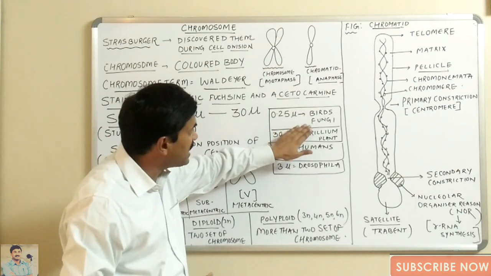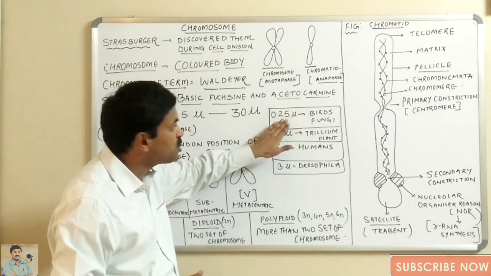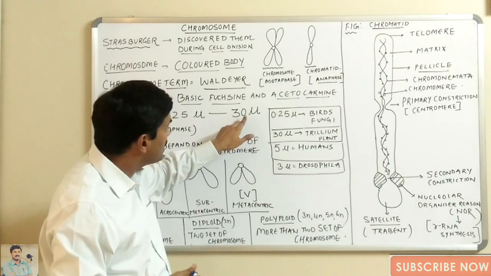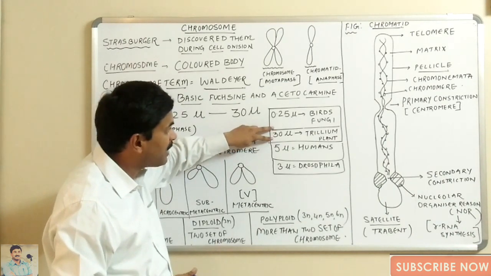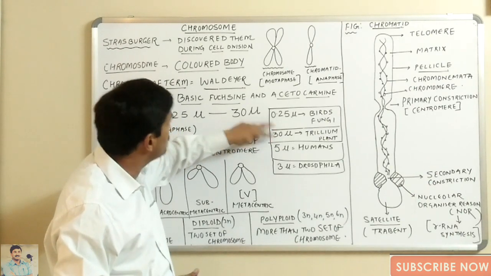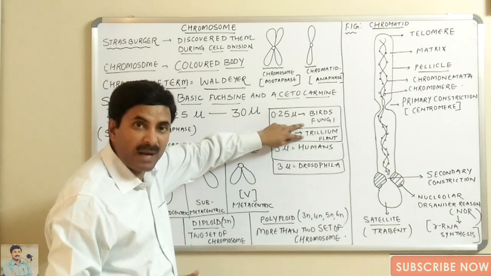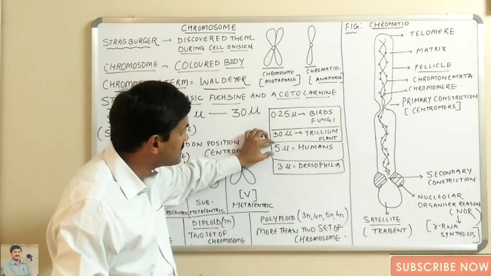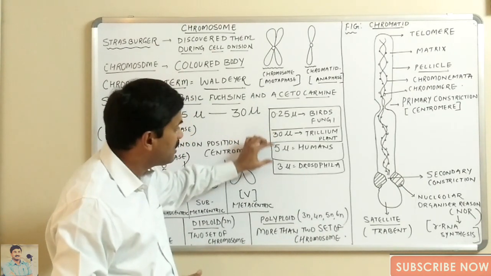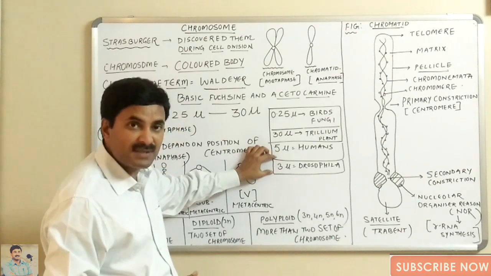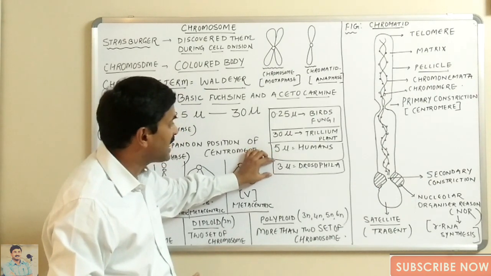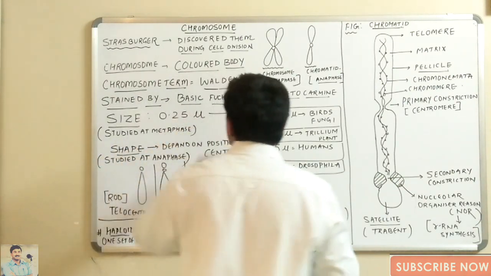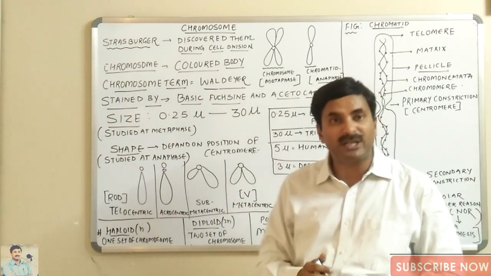The birds and the fungi have the size of 0.25 micron, but the greatest size, that is 30 micron, is found in the plant known as Trillium. If we talk about human beings, they have the size of 5 microns, while Drosophila, the fruit fly, has the size of 3 micron. So the size varies from 0.25 micron to 30 micron.